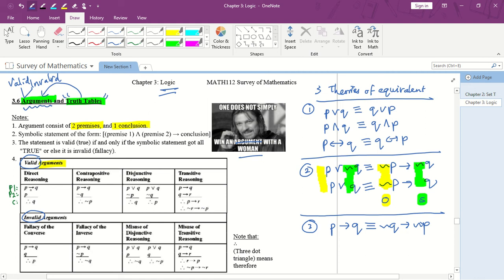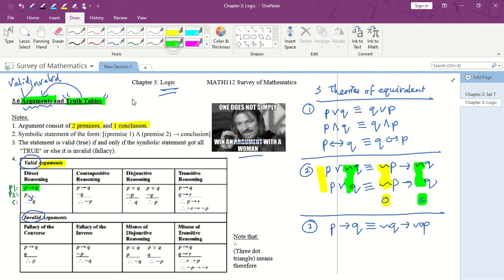When you look at this, don't be amazed by what seems like complicated things. Just look here. P conditional Q, and if you notice, it actually has this idea. P conditional Q, which means premise 2 P to conclusion Q. P to Q, P to Q here.